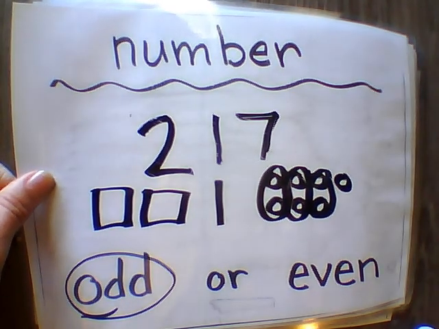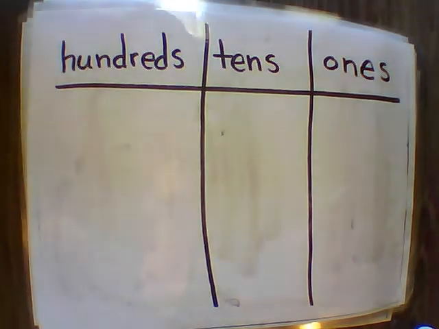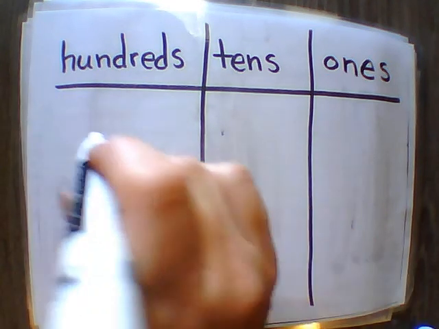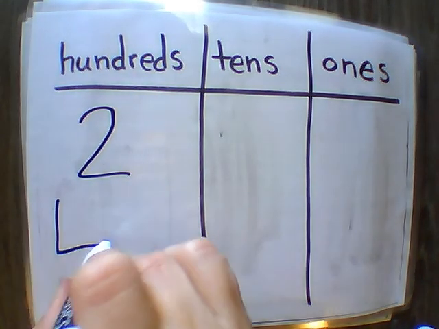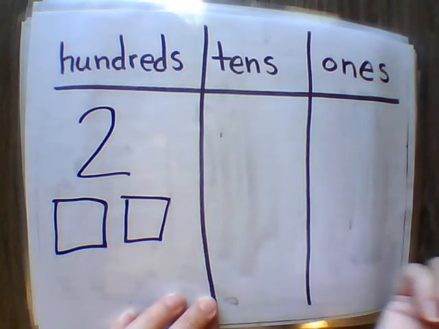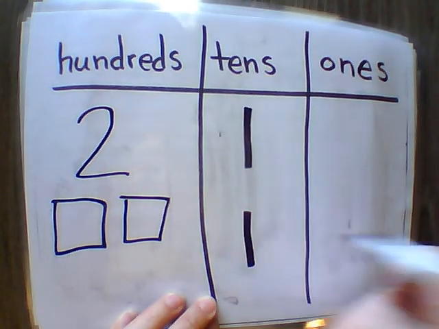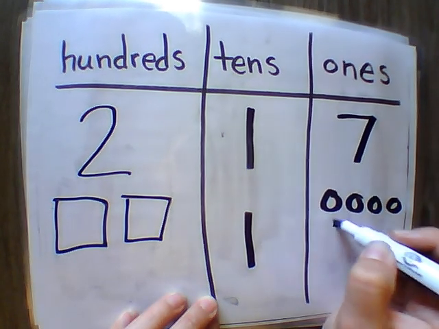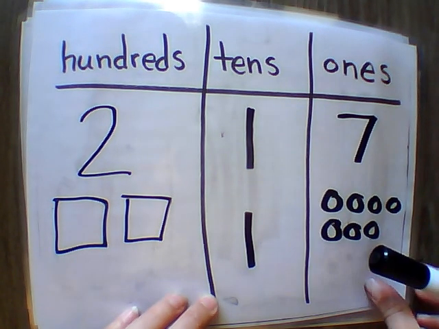Now taking 217, we're going to move into hundreds, tens, and ones, so pause the video and do that now. Go. So we have two hundreds, we have 1 10, and we have 7 ones in the number 217.